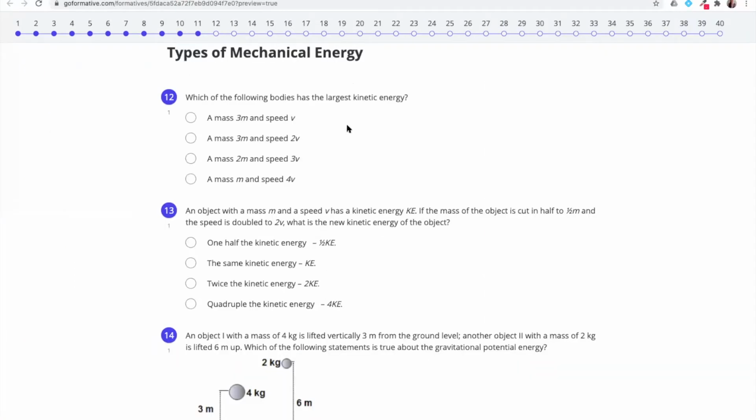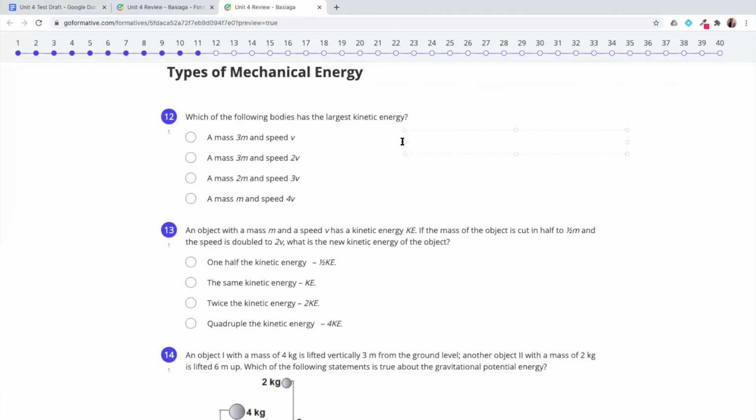Number 12 and 13 are trying to get you to connect kinetic energy to mass and speed. So when it says which of the following bodies has the largest kinetic energy, why don't we just make m equals 1 and v equals 1 and solve this out here? So in this case, kinetic energy for choice A would be 1/2 times 3 times 1 squared, which is 1.5 joules. That's my choice A. Choice B, kinetic energy of 1/2 times 3 times 2 squared. This gets me 6 joules.